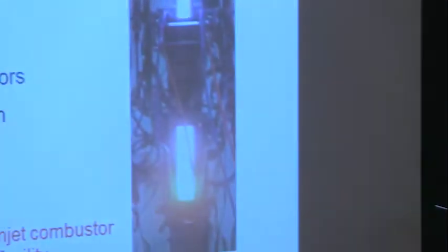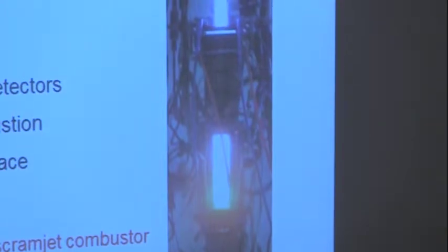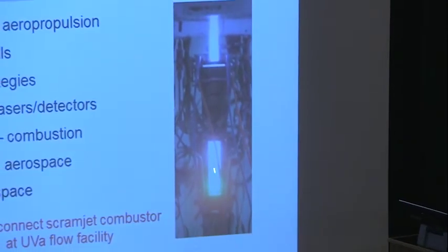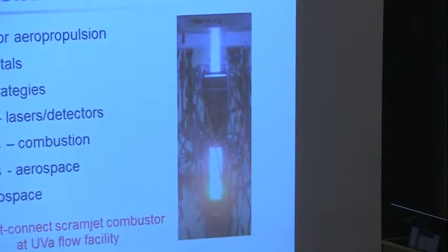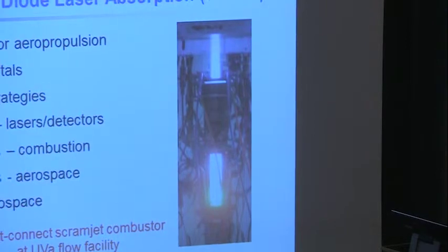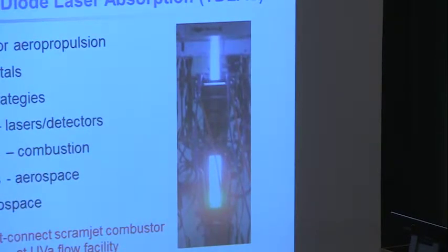This is a picture of an experiment we did at the University of Virginia a few years back. They have there a continuous direct connect scramjet combustor flowing upward here. There's the exhaust. We wanted to make some measurements in this high temperature region here to go along with computational modeling and validation of those computational models. Example application.